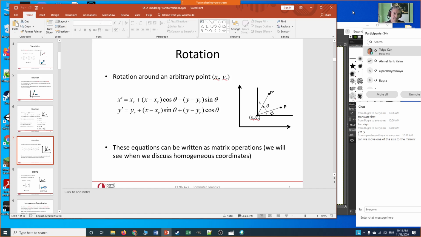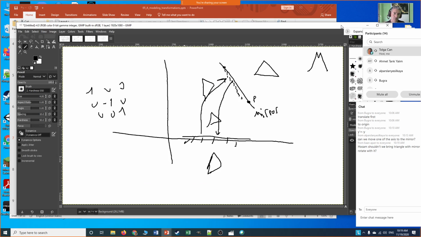Okay, so we have seen scaling, reflection, translation. Translation, rotation, and scaling, these three are the basic transformations. Reflection is just a specific case of scaling in which we allow negative numbers. Uniform scaling is when all the coordinate axes are scaled uniformly with the same scaling value.